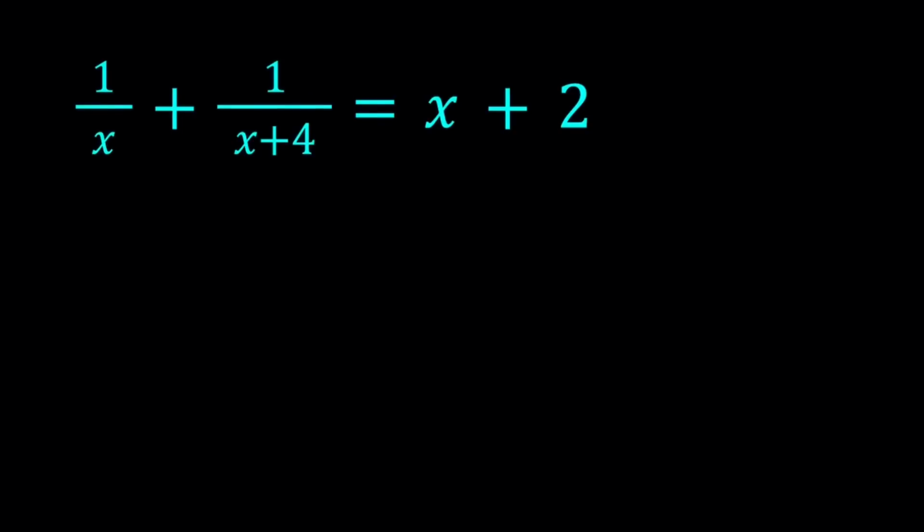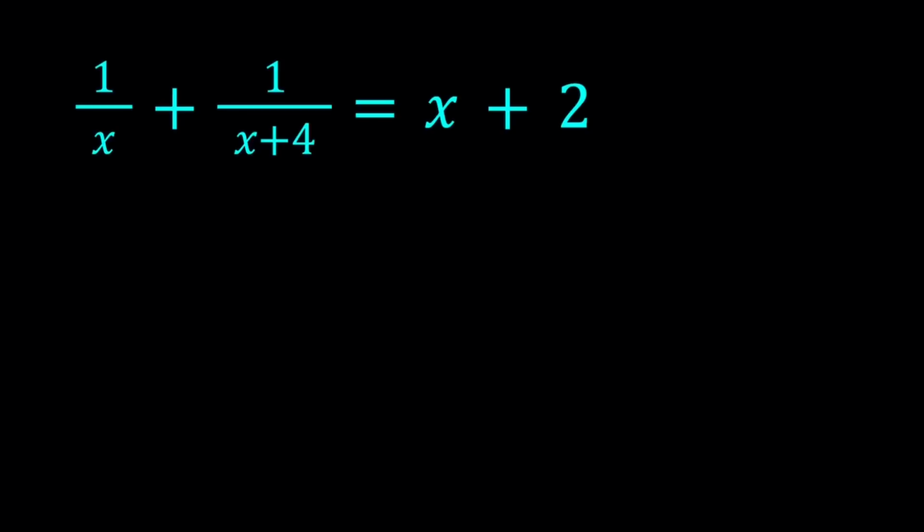Hello everyone. In this video, we're going to be solving a rational equation. It's called a rational equation because we have rational expressions on the left-hand side, 1 over x and 1 over x plus 4, and the sum is equal to x plus 2. So I'll be presenting two methods, and we can start with the first one.